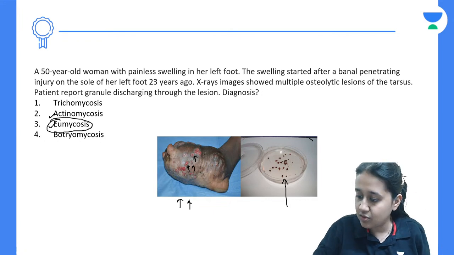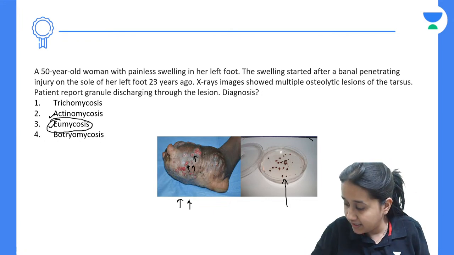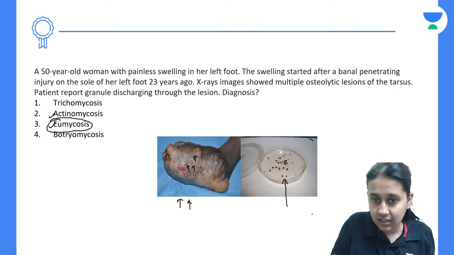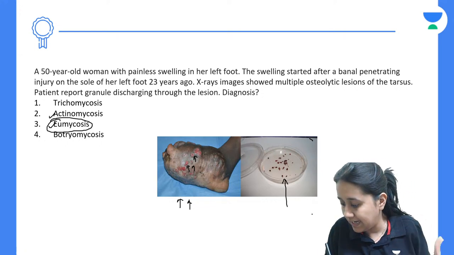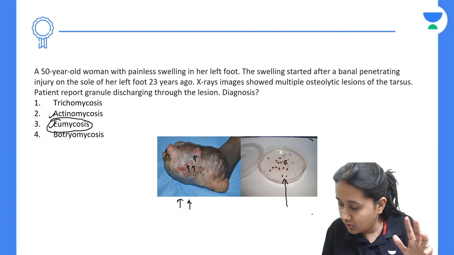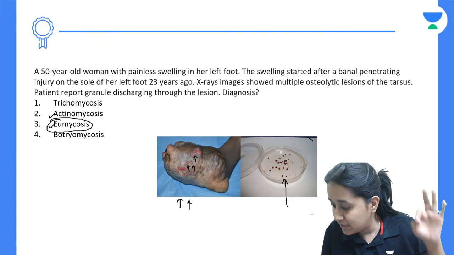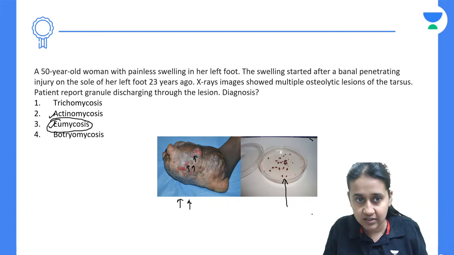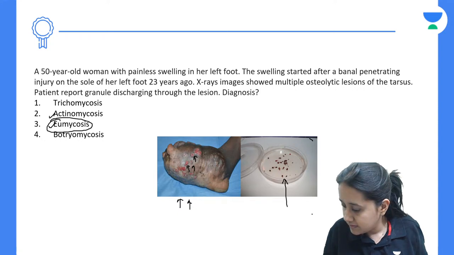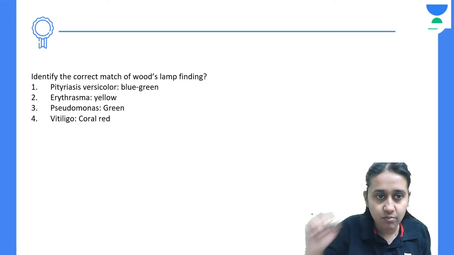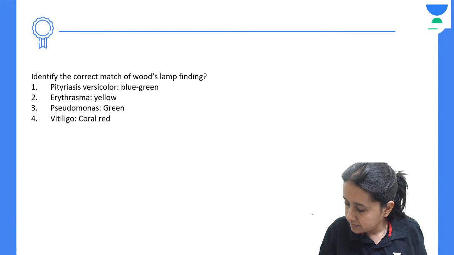So the correct answer of this question is option number 3. It is not 2, because the color of the granule here is a blackish colored granule. So everybody, it is not option B, it is option number 3 which is the correct answer. Is that point clear to all of you? Moving to the next question.